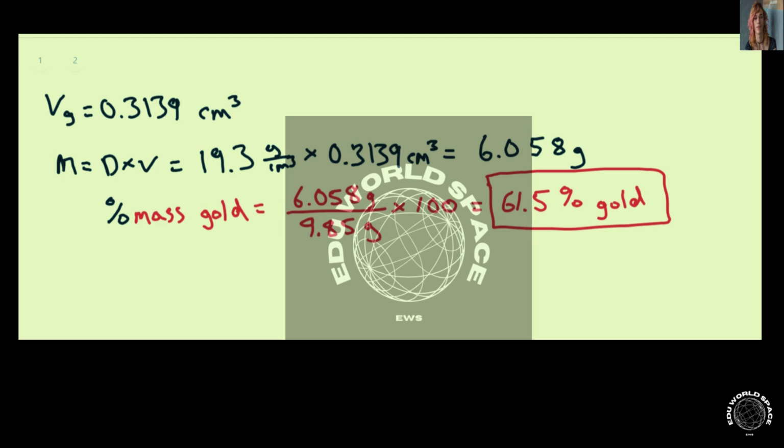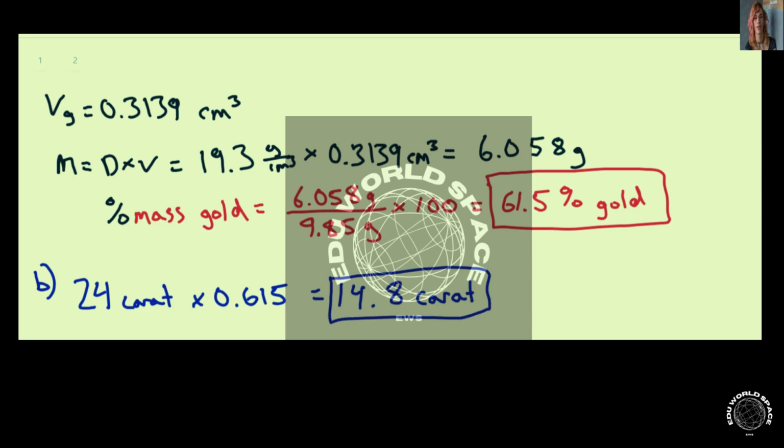So 24 karat here we can take as being the total, or the maximum, so 100%. So if we multiply 24 carats by our percentage, we should get the carat value. So we have 24 karat, and then we multiply by 0.615, which is our percentage, and we get a value of 14.8 karat gold.